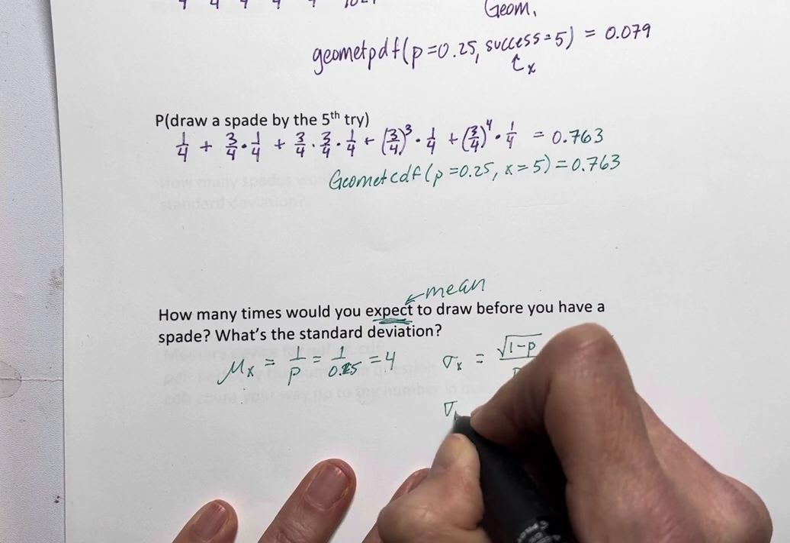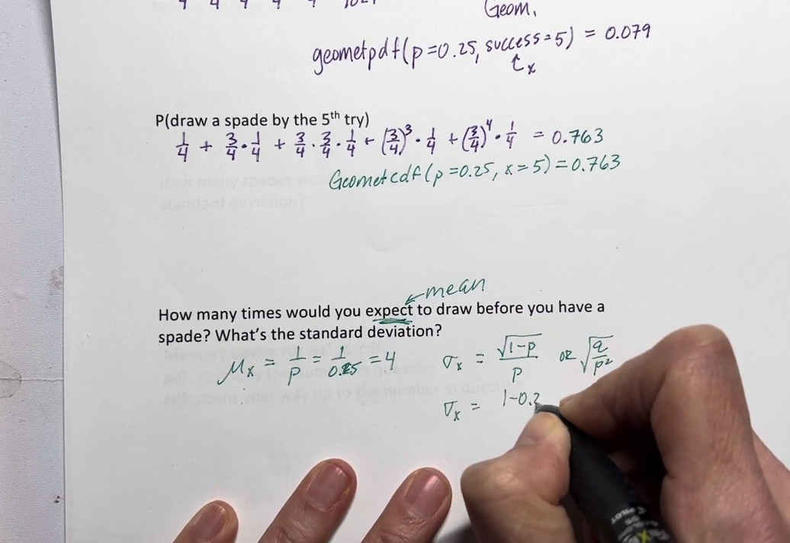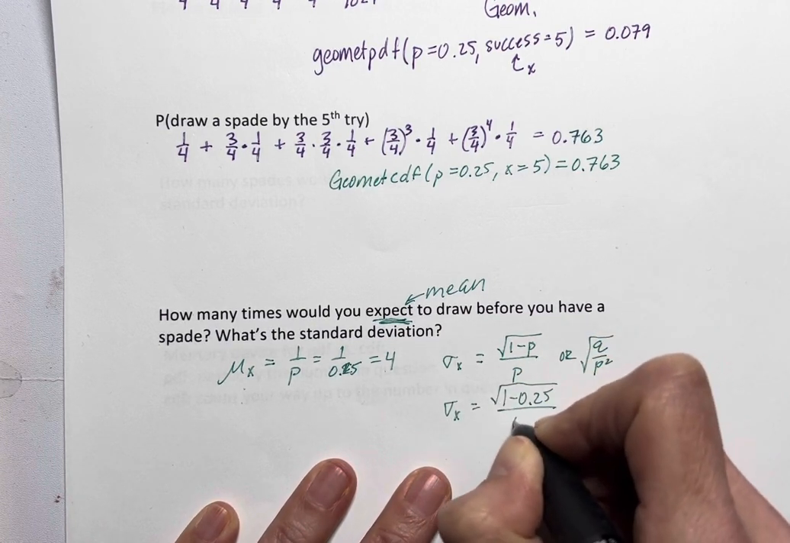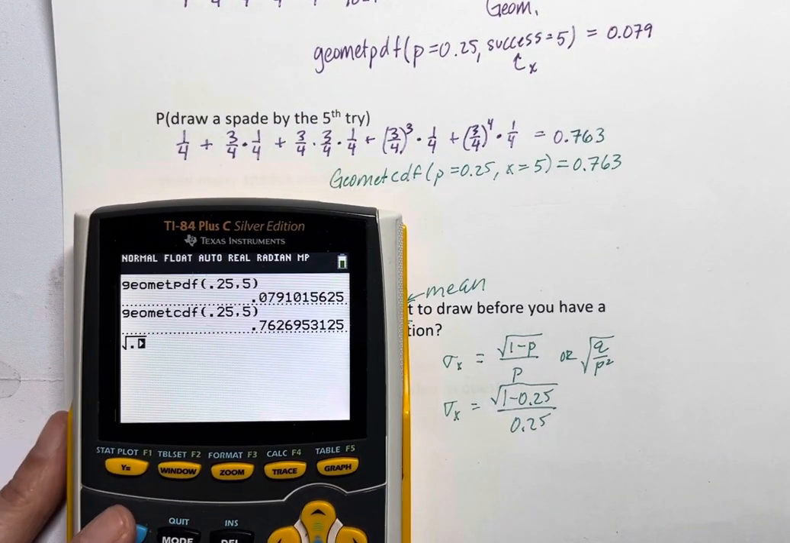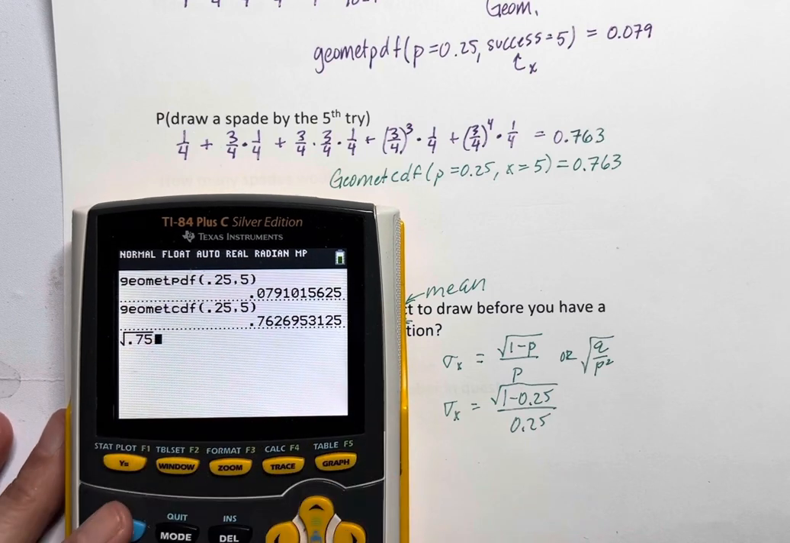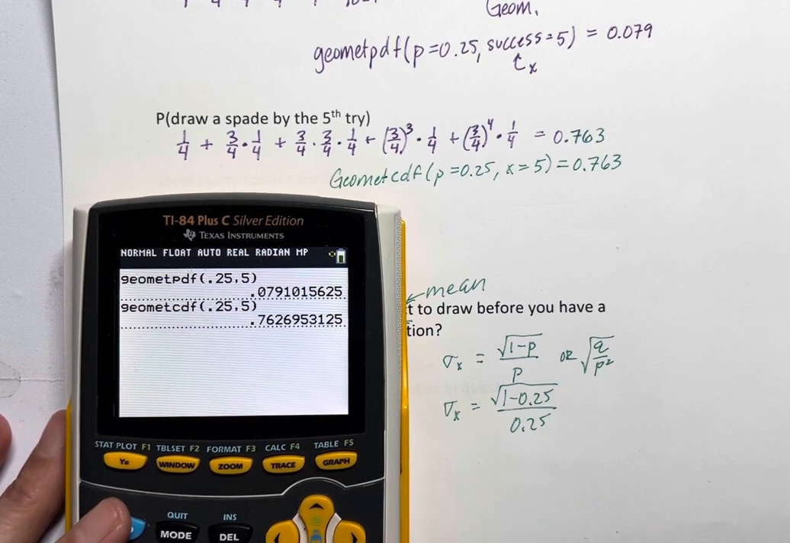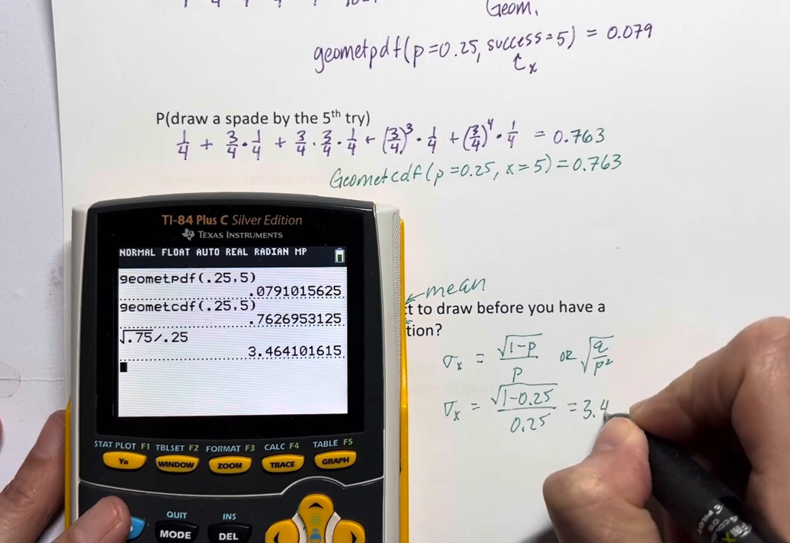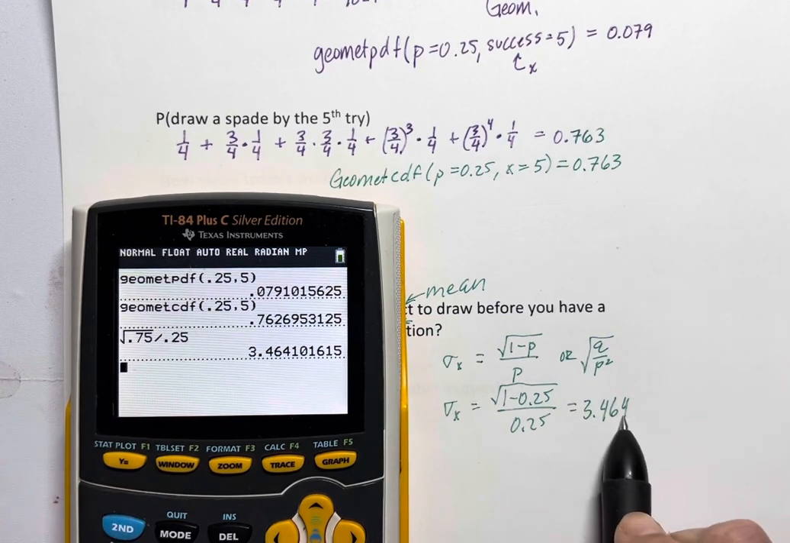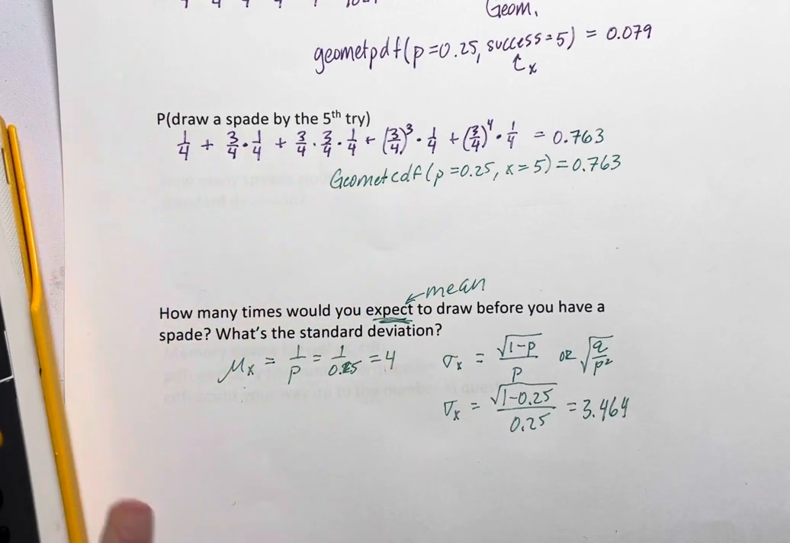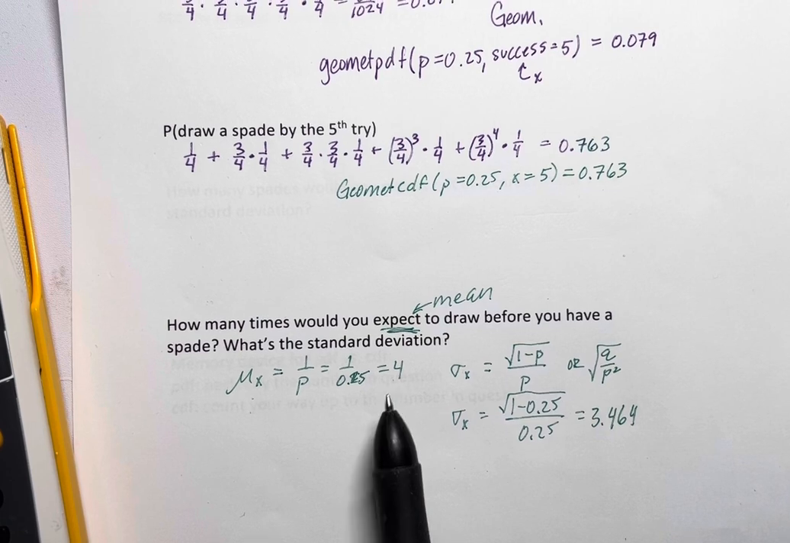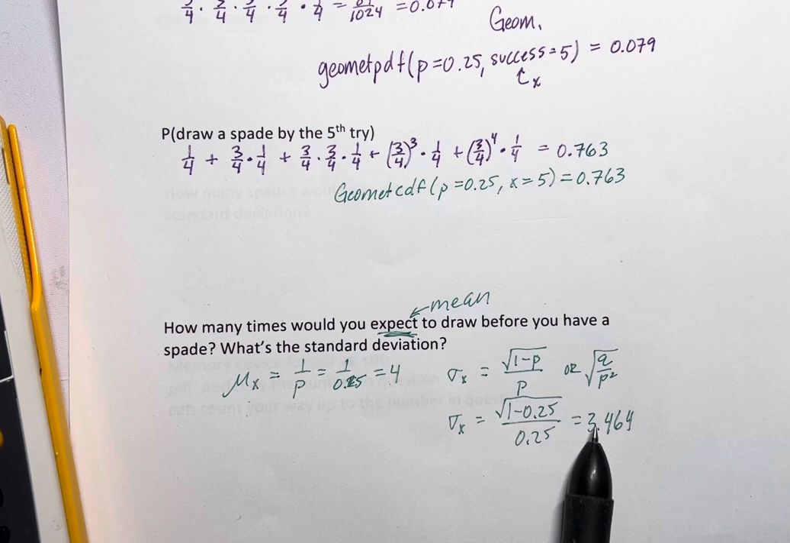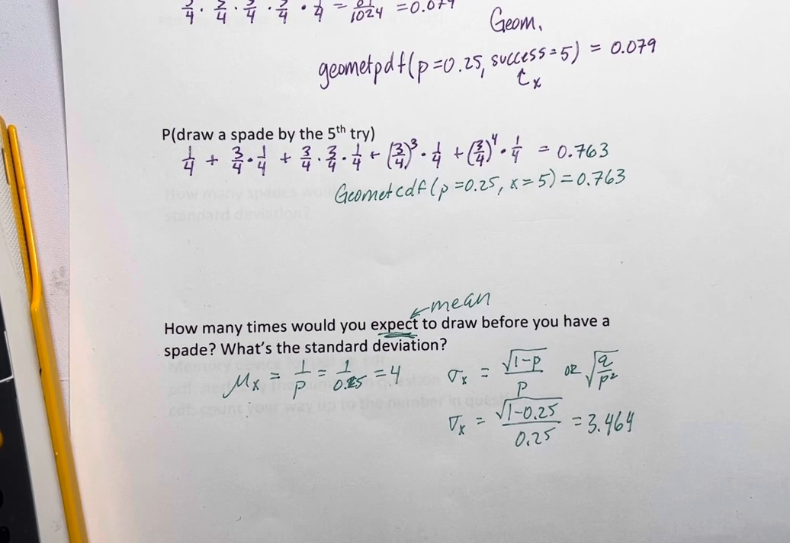So our standard deviation is going to be 1 minus a quarter, square rooted, divided by a quarter. So the square root of 3/4. Make sure you get out of that square root before you hit your divide. Divide by a quarter, and we get 3.464. So 3.5. This also, to me, makes good sense, because if you're trying to get a spade, you might get it your first try. That's the soonest you can get it. You would expect to take the 4th try. So 1 is about a standard deviation below your mean. And so it just kind of fits together.